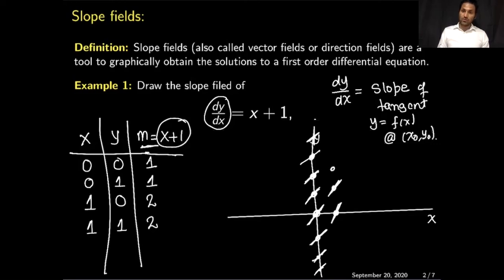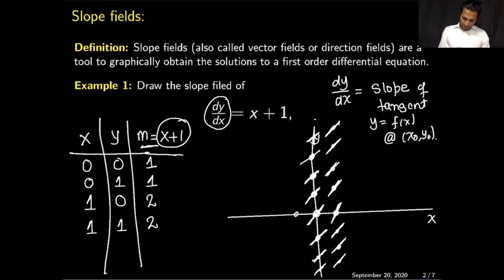Again, x is equal to 1, y is equal to 3, which is going to give me the same slope, and y is equal to 4 or y is equal to 5. Any point which has x is equal to 1 and any y value is going to give me the slope 2.